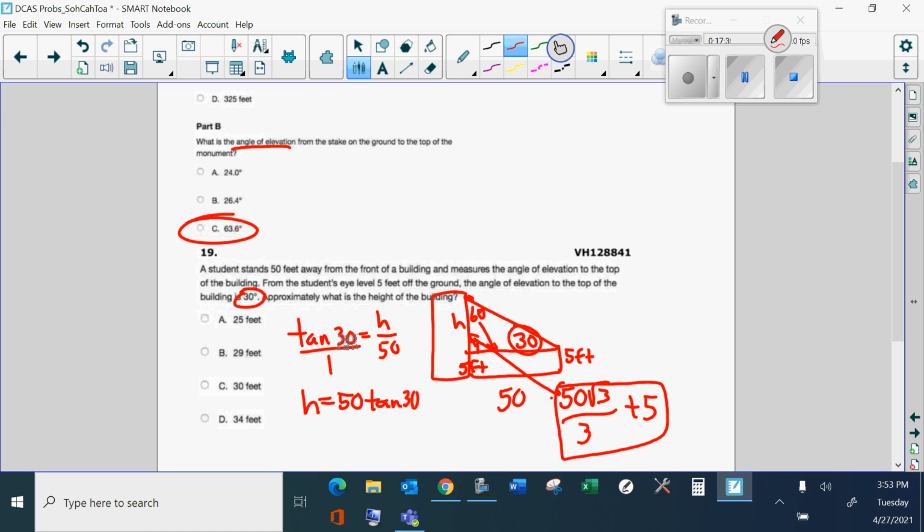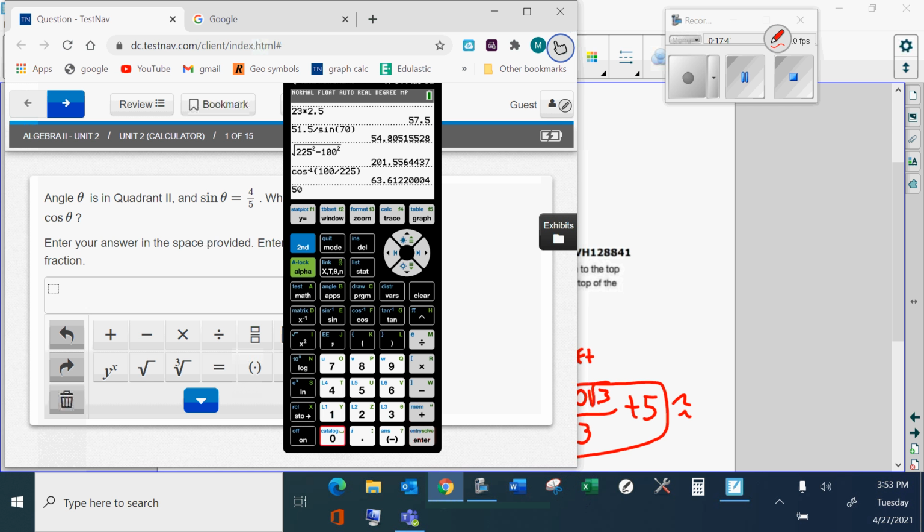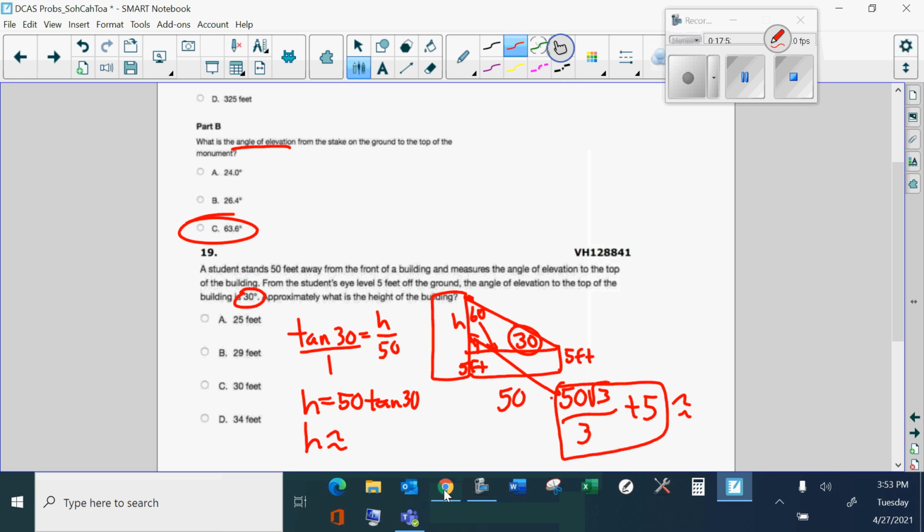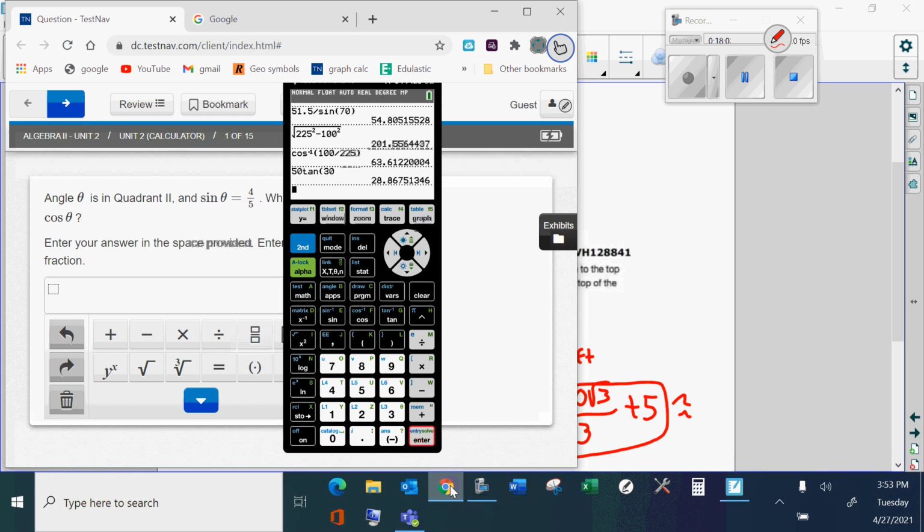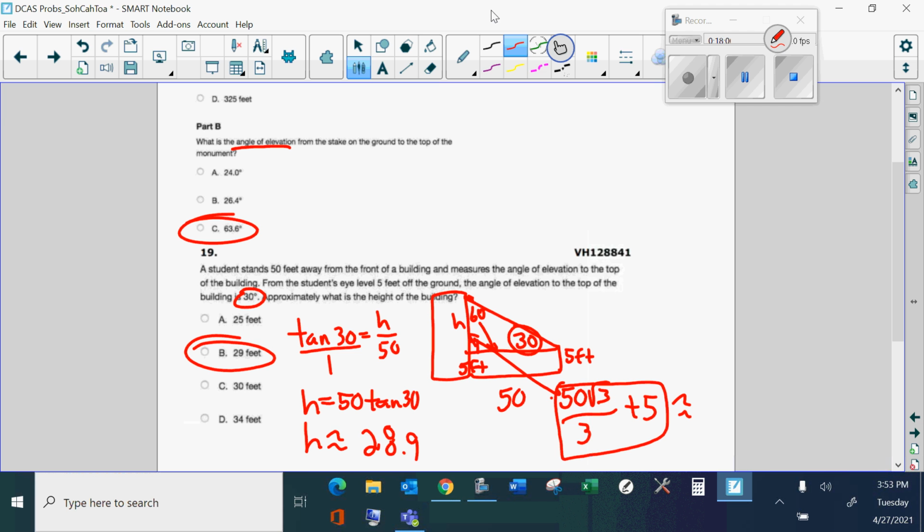There's that answer, and we'll see in the calculator in just a second, and we should get the same thing here. 50 tan 30 is 28.9, which is 29 feet. Oh, wait a sec. Sorry, what did we forget? That's just the h, plus the 5. So that's 33.9, which is 34 feet. Okay, which is what we should get right here.